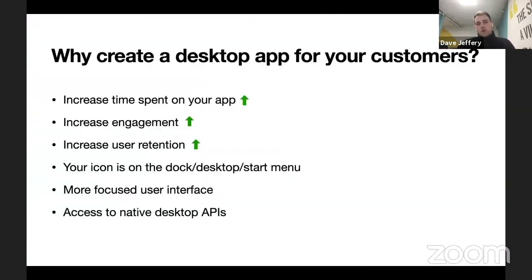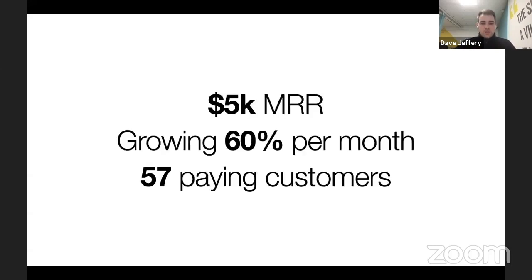So we started out showing how a desktop app will increase time spent on your app, increase engagement, and increase user retention. Then we showed you that you can get an icon on your dock, so your app can be accessible in one click from anywhere. We showed you the more focused user interface. So the idea here is that you've no browser toolbars, no tabs, no distractions, and access to native desktop APIs.